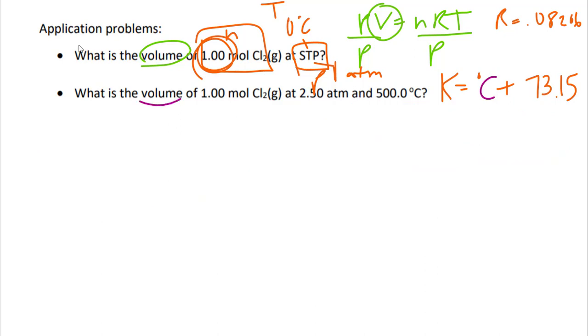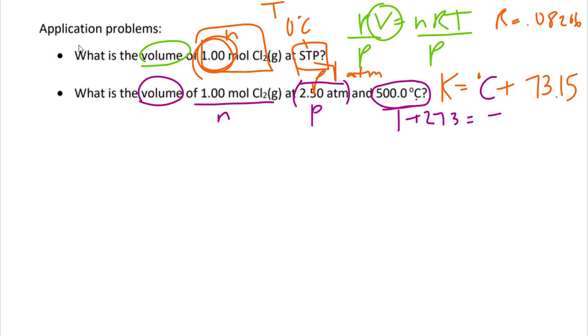So for the second problem, again, it wants to know the volume. We have 1 mole, so that's my N. 2.50 atm, so that's my pressure. 500 degrees Celsius is my temperature, but I do need to convert that. So let's do that first. We know that if I take my Celsius and I add 273, I would get a temperature of 773.15 Kelvin.